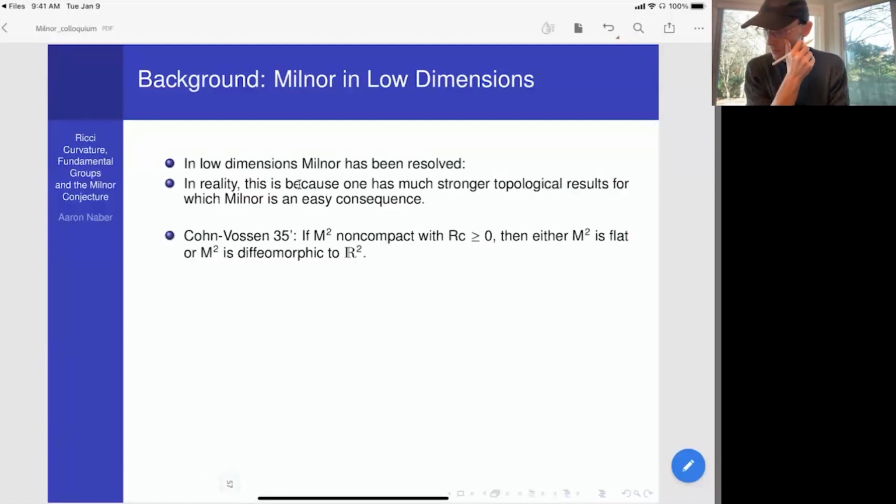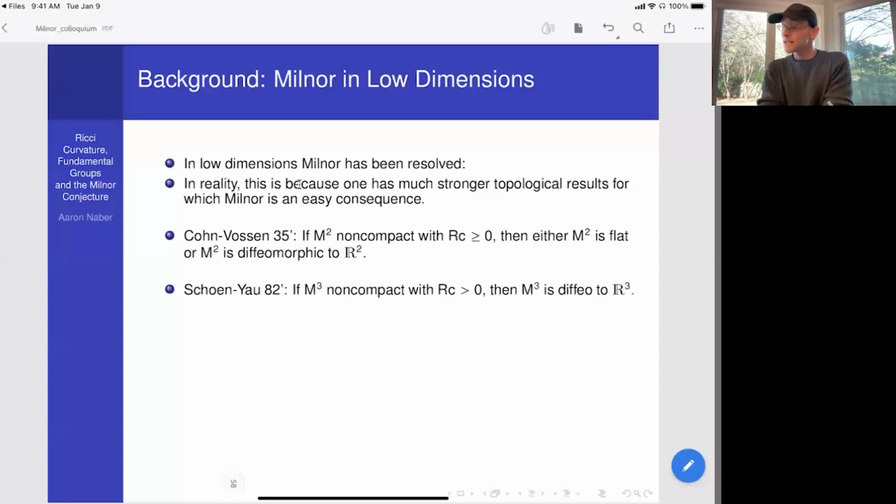Beginning in dimension 2, it was proved all the way back in '35 that if you have a two-dimensional non-compact space with non-negative Ricci curvature, then you're either flat or diffeomorphic to R2. Either of these will trivially imply the Milnor conjecture because you really understand what you're staring at now. This was extended some 50 years later by Schoen and Yau to dimension 3. That is under the assumption of strictly positive Ricci curvature. They were able to prove that a three-dimensional non-compact manifold has to be diffeomorphic to R3.